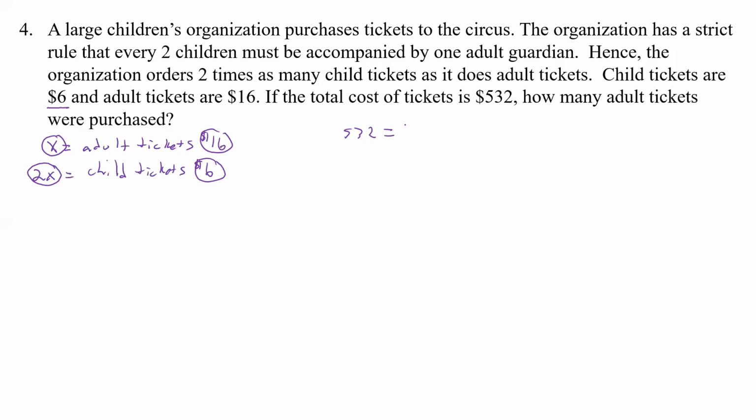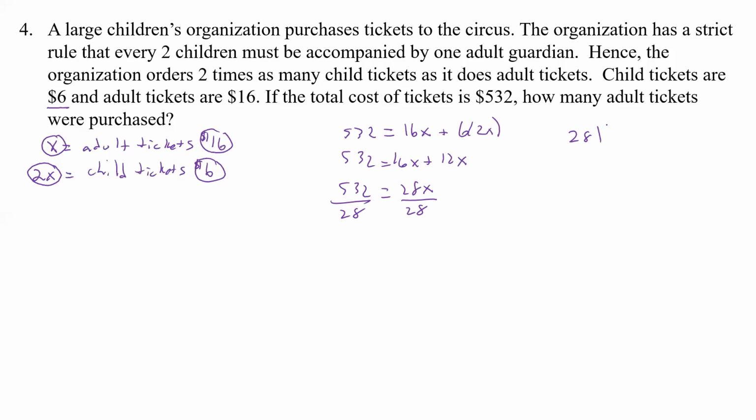So let's do that. 16 times x plus, and now we're going to take 6 times 2x. Now, when we do that, we have to multiply here. So that's 532 equals 16x plus 12x. Well, now we have like terms. So we have 532 equals 28x. Well, now we can divide by 28 because we know that's 28 times x.